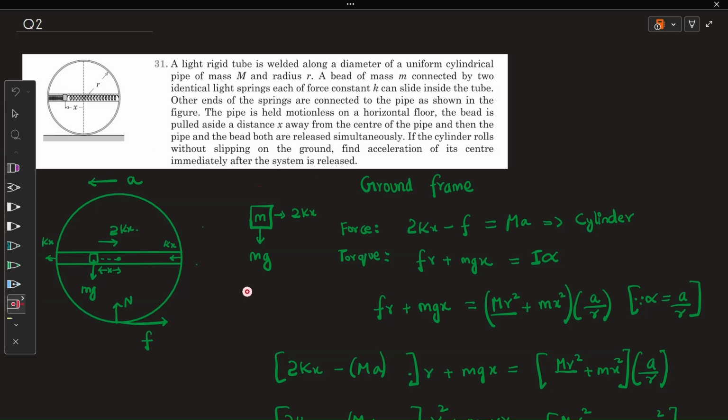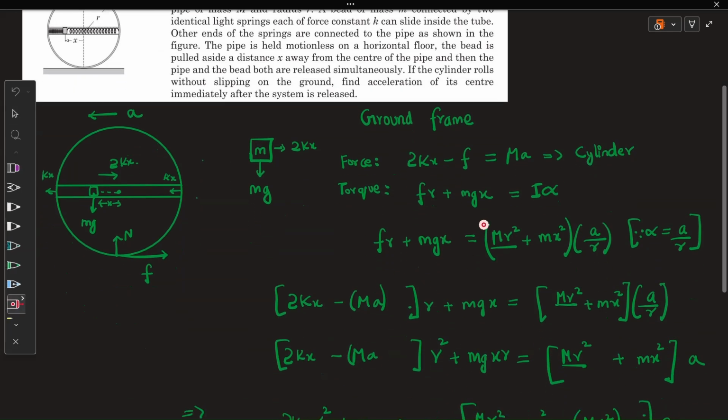That's it. If you see properly, we know the accelerations. So let's write the force equation from the ground frame. 2kx is the only horizontal force, minus f, friction. So 2kx minus f is nothing but ma, because we are considering the cylinder. We did not consider this. We want only a. Similarly, if we consider torque, this mg is also giving a torque in this whole system. The torque we are calculating for the system. So friction into r and mg into x is nothing but I alpha.